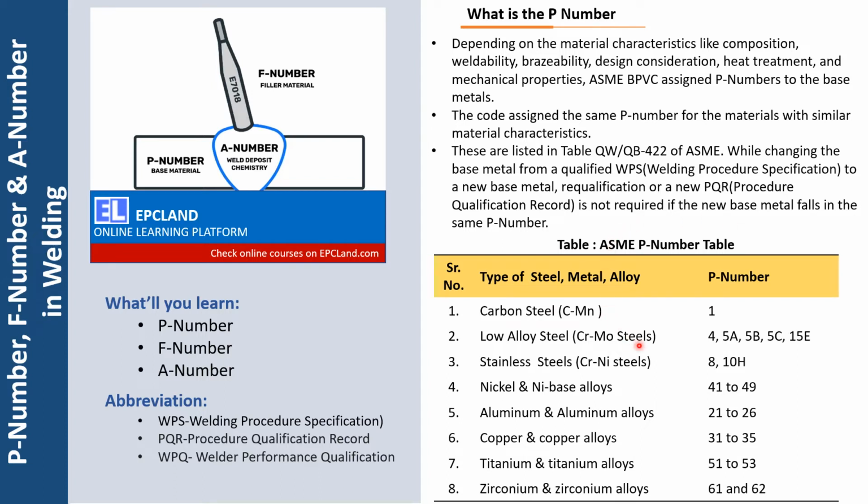If you look at this table, for example, for carbon steel, P number is 1. For titanium and titanium alloys, P numbers are allocated from 51 to 53. This is just an example taken from ASME representing the P number so that we can understand how it is represented in the code. So we can conclude these P numbers are nothing but standardization of base materials with respect to composition, weldability, brazeability, design consideration, heat treatment and mechanical properties. Wherever we find these common characteristics, we group them and we allocate a number.